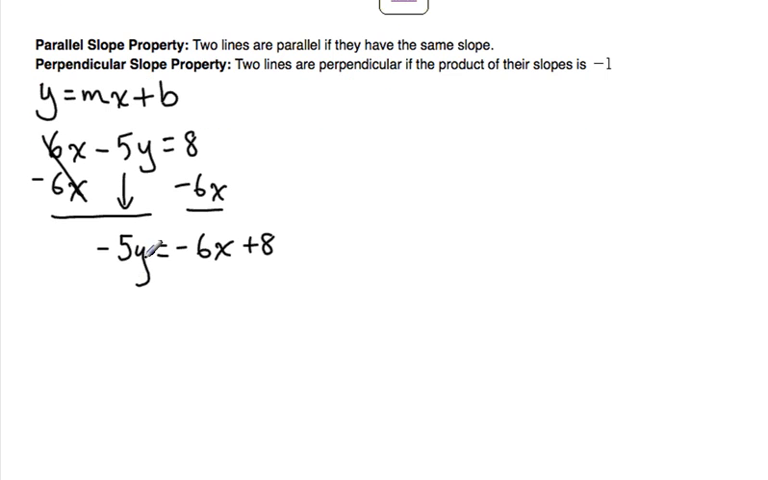Next thing we'd like to do is get rid of this -5 that's multiplying the y, so the opposite of that is dividing both sides by -5. And of course, these -5s divide out to become 1. We're left with y. And the -5 here divides both the -6x and the +8. So first off, -6x divided by -5 is +6/5 x. +8 divided by -5 is -8/5.